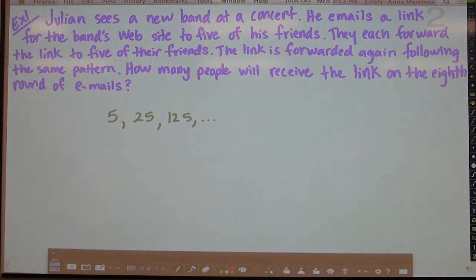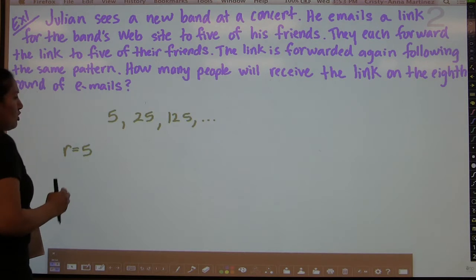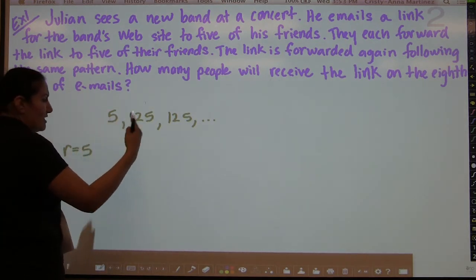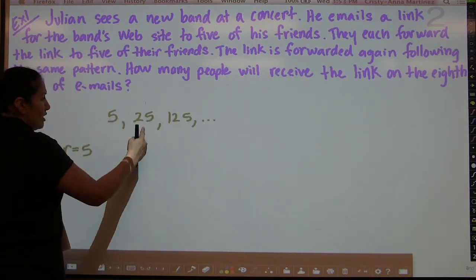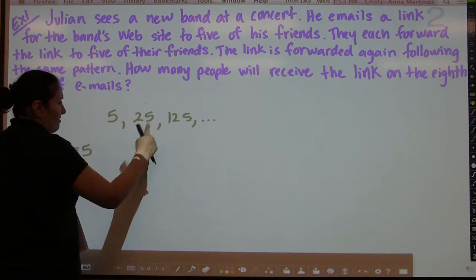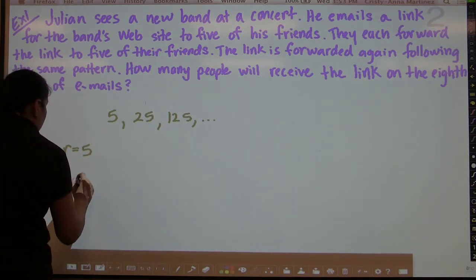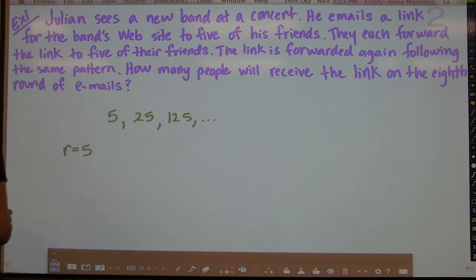So what we know is that the common ratio is 5. You can see that because you're multiplying every single term by 5, or if you take 25 divided by 5, you get 5, and 125 divided by 25 is still 5. So either way, our common ratio is 5, and our first term is also 5. So we're going to just go ahead and plug that straight into our formula.